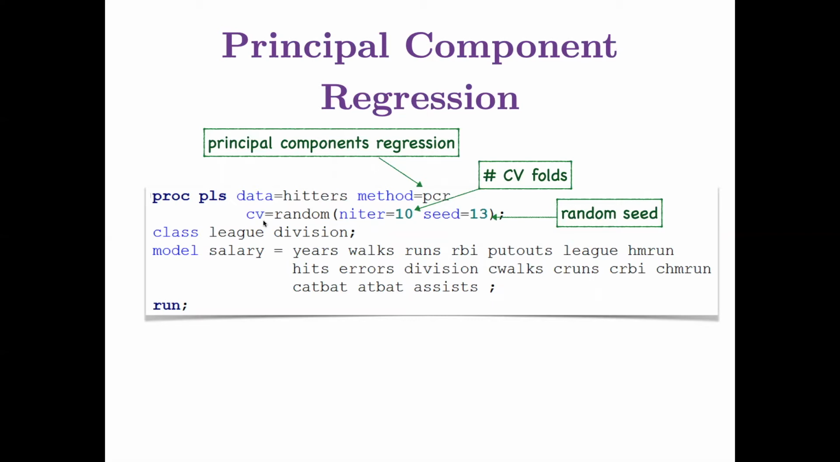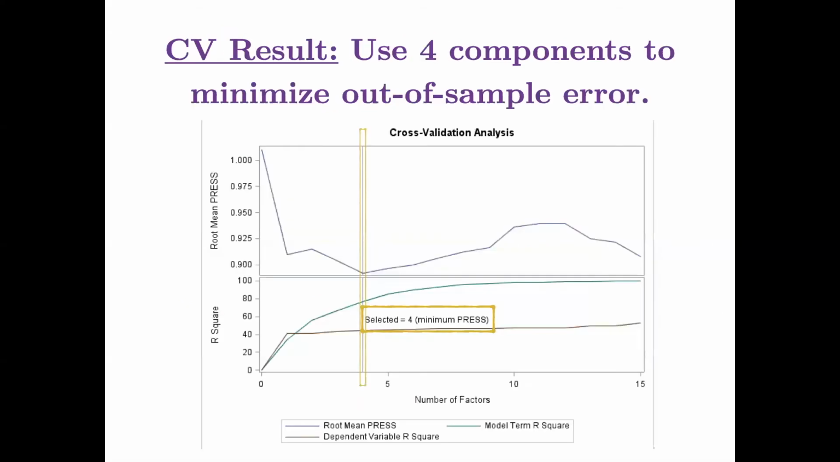I can then ask for some cross-validation. I want the data divided randomly into 10 folds, and I'm specifying a seed so that the output that you see will be the same as mine. There's class variables that are league and division, and I put all the variables into a model to predict salary.